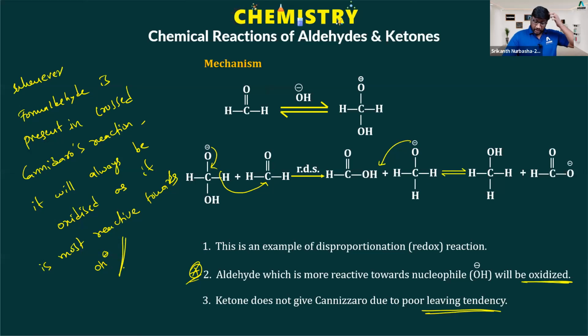Okay. So this was the mechanism of Cannizzaro, and the details and different examples we are going to look at in the next class. Thank you all, everyone. Bye.